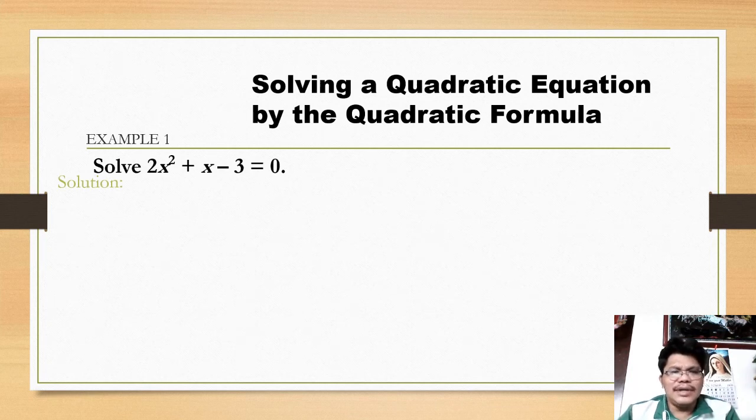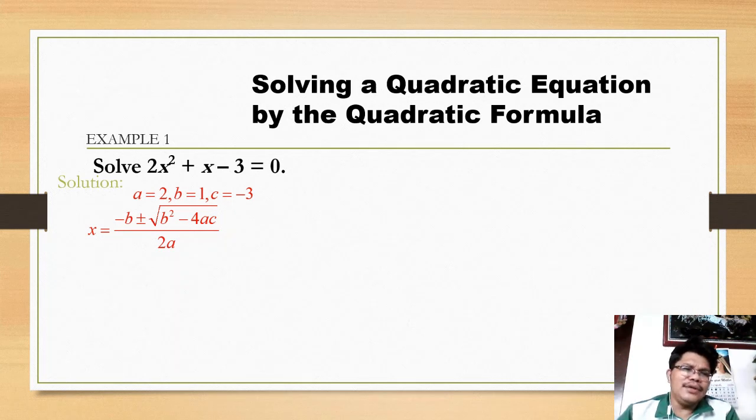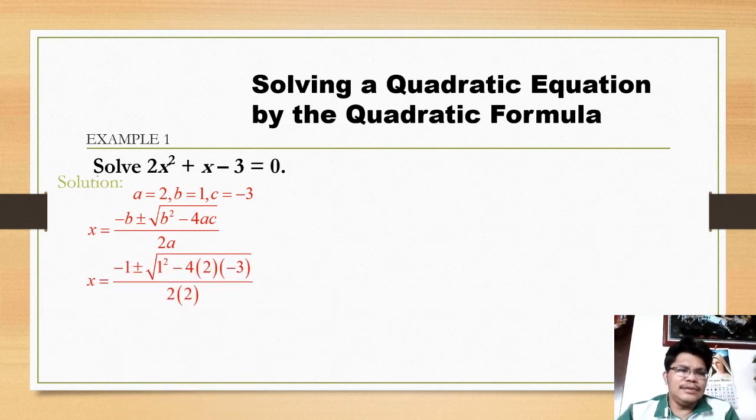Now, since we have the values of a, b, c, this time, you're going to write the quadratic formula so we can compute. You're going to replace all the values of a, b, and c in the formula. Meaning, instead of b, you will use 1. Instead of a, you will use 2. And instead of c, you will use negative 3. Now, let us proceed. So, it becomes negative 1 plus and minus the square root of 1 squared minus 4 times 2 times negative 3 all over 2 times 2.